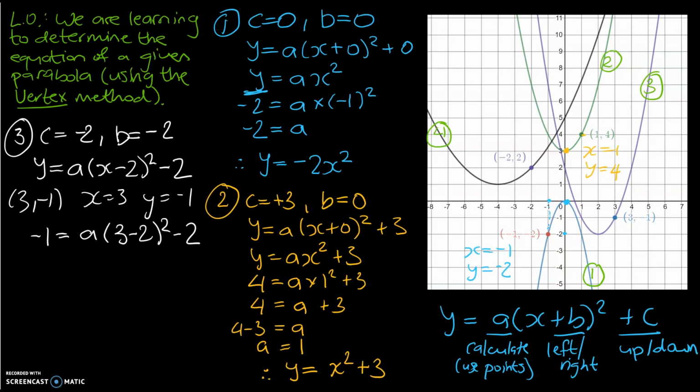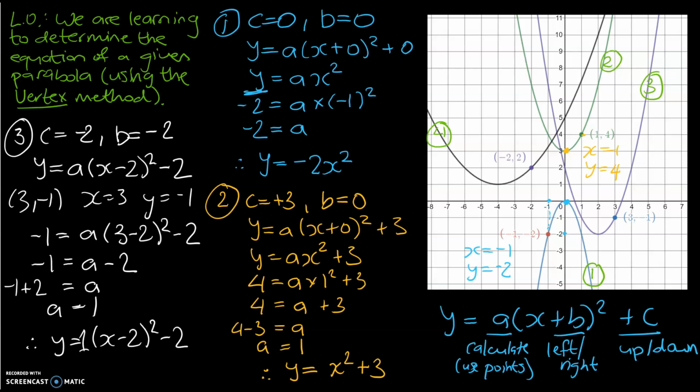We're going to do that bracket, so that becomes 1, and 1 squared is 1, and 1 times a just becomes a. So that's going to become a minus 2. We're going to move the minus 2 to the other side, so negative 1 plus 2 is going to be equal to a, which means a is equal to 1. And what that means, therefore, is y is going to be equal to x minus 2 squared minus 2. And in theory, there is a 1 in front of that bracket for the a, but anything times 1 is the same, so we don't need to put that in there.